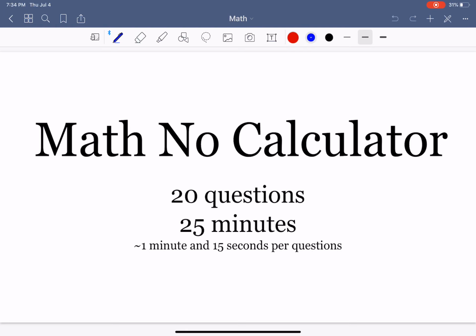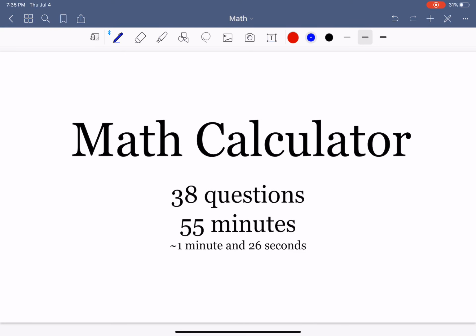The math no calculator section is 20 questions in 25 minutes. So that's around a minute and 15 seconds per question. I think you definitely can do every question on this one without a calculator. It's simple. You don't have to do something like 35 times 50, or 35 times 111, nothing like that. It's very simple arithmetic, but some questions take a lot to do by hand, so you might have to skip some questions, but that's okay. Don't let the fact that it says no calculator and that it's a little bit of time frighten you.